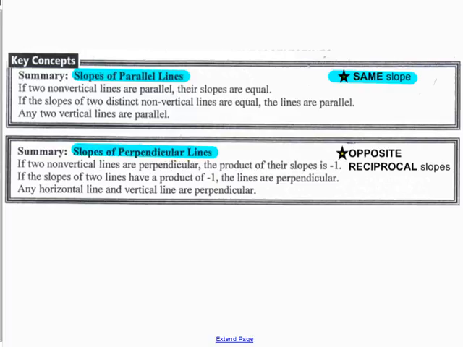Slopes of perpendicular lines are opposite and reciprocal. Opposite and reciprocal will become more clear in just a minute. So those are the two things that we need to know. The key concepts are that parallel lines have the same slope and perpendicular lines have opposite reciprocal slopes.